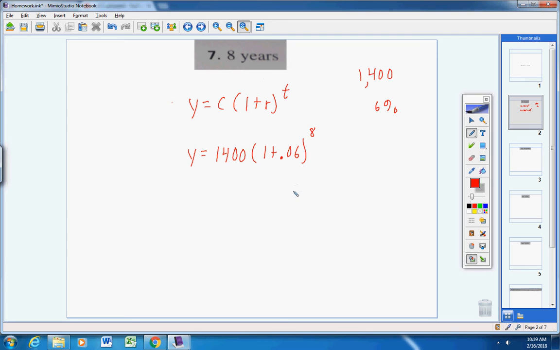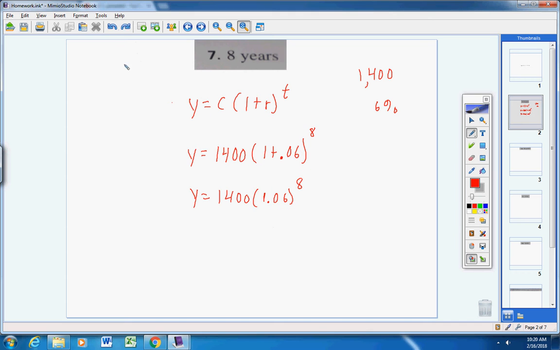Okay, now before you start using your calculator, students, I would first of all add these two together very quickly. It's very easy to do. 1 plus 0.06 is simply 1.06. Alright, now students, please think back to your order of operations. You do not multiply these first. Okay, you first do your powers. You first take 1.06 to the 8th power. Then whatever you get, you multiply that by 1,400.